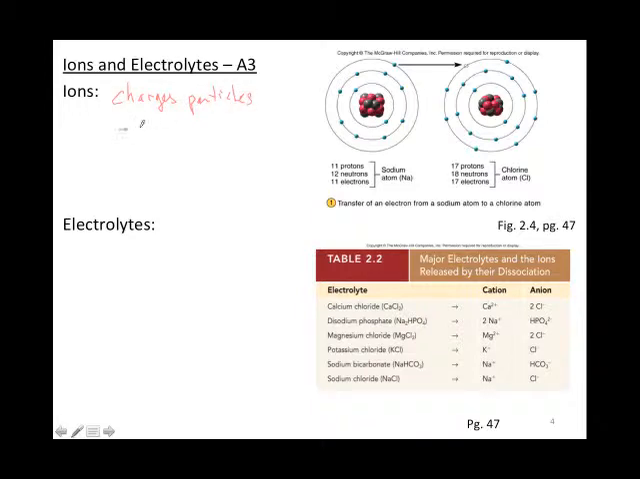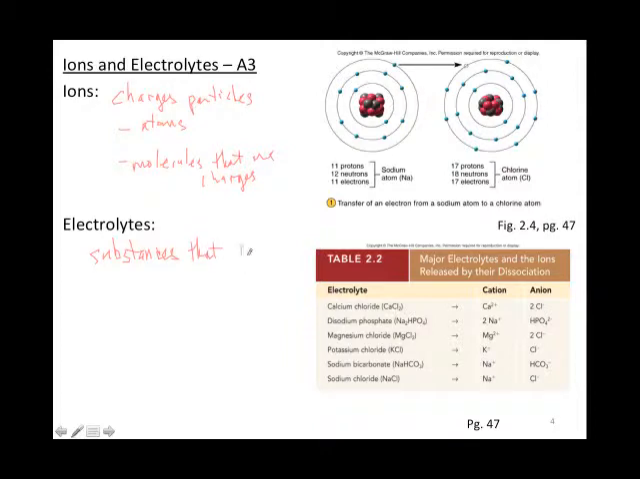These charged particles could be charged atoms, meaning that they've either lost electrons or gained electrons. They are no longer neutral. I'll go over that in a minute. Or they could be molecules that are charged. So you can have molecules, which are multiple atoms joined together, multiple atoms of different elements joined together, as well as the same atoms joined together, that either have a positive or negative charge. Those are ions.